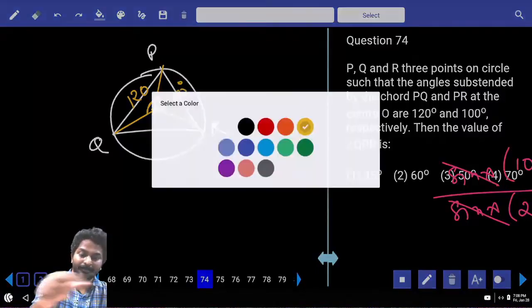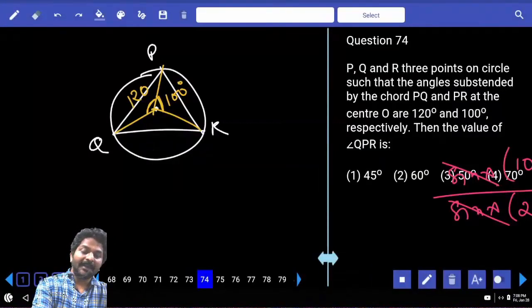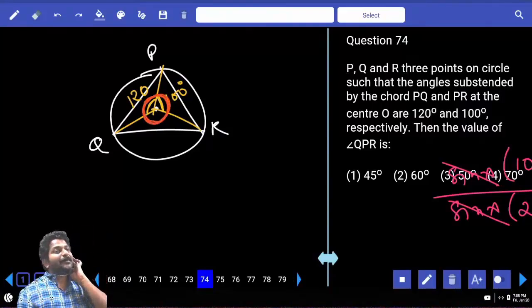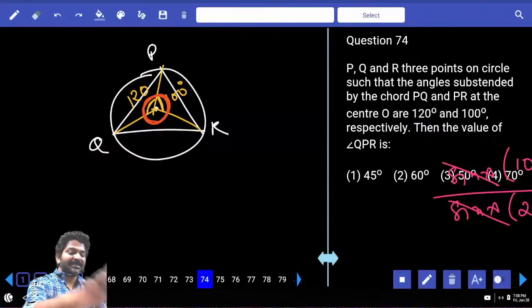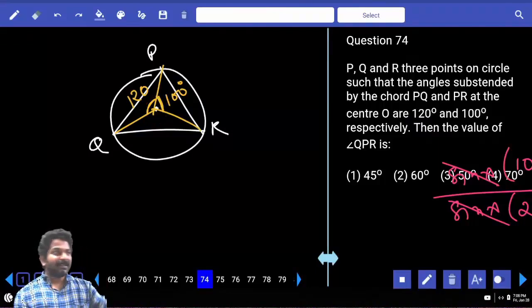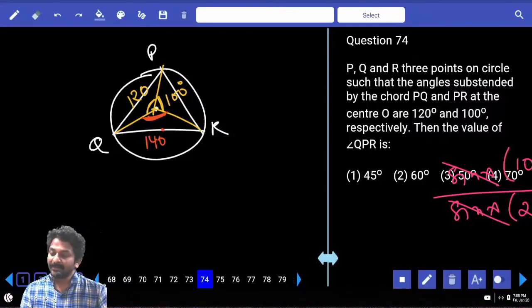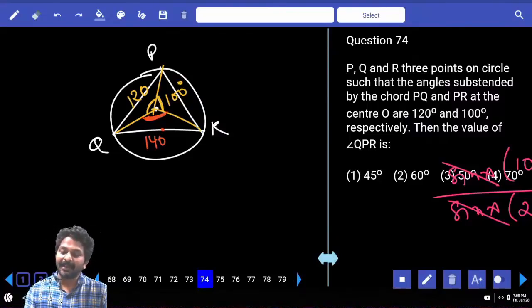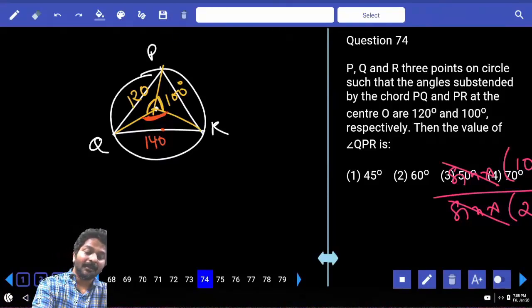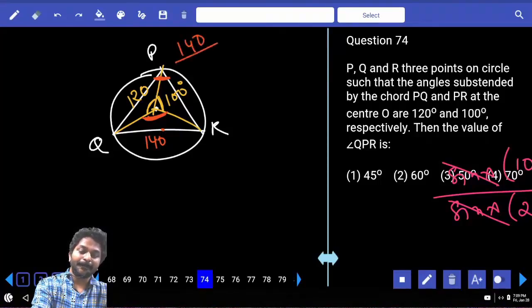Now at the center, the sum of all three angles must be equal to 360. Already we have 120 and 100, that is 220 covered. Then the remaining 140 is the angle which makes QR. Next, we were asked to calculate the value of angle QPR, the angle at this place. How much is it? Half of 140, right?